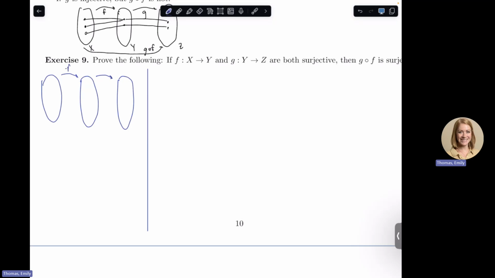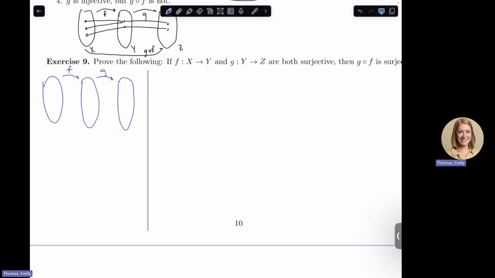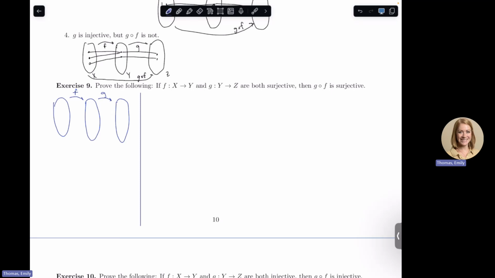We are looking at g of f, so we've got f first and g second. We are saying that this is onto and this is onto. Does it follow that this is onto?